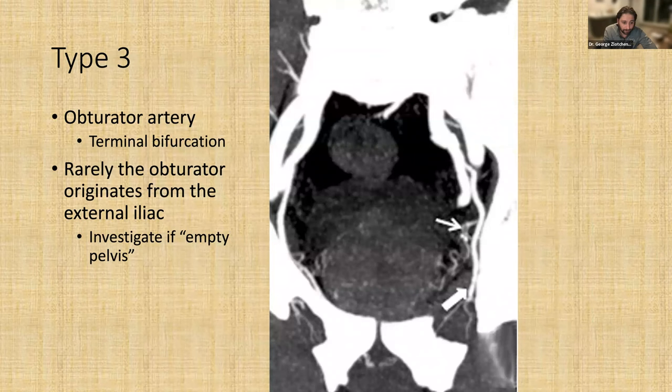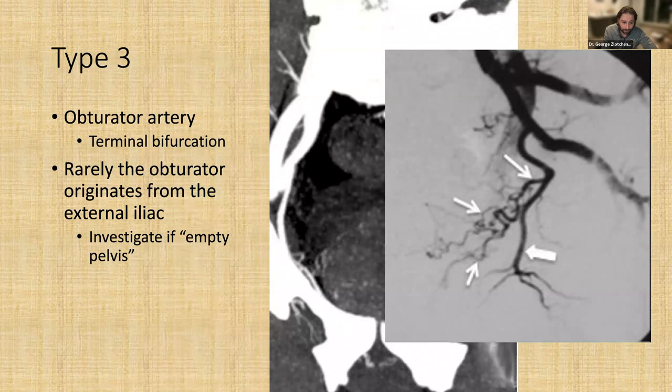This is type 3 obturator artery. Rarely the obturator originates from the external iliac, but if you don't see the typical obturator artery, you want to go investigate the external iliac artery. We still haven't had one prostate artery coming off the external iliac artery.